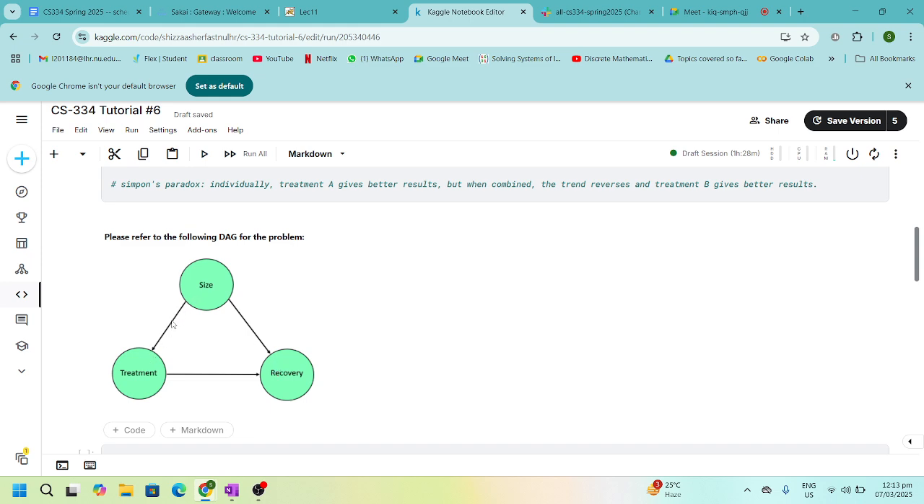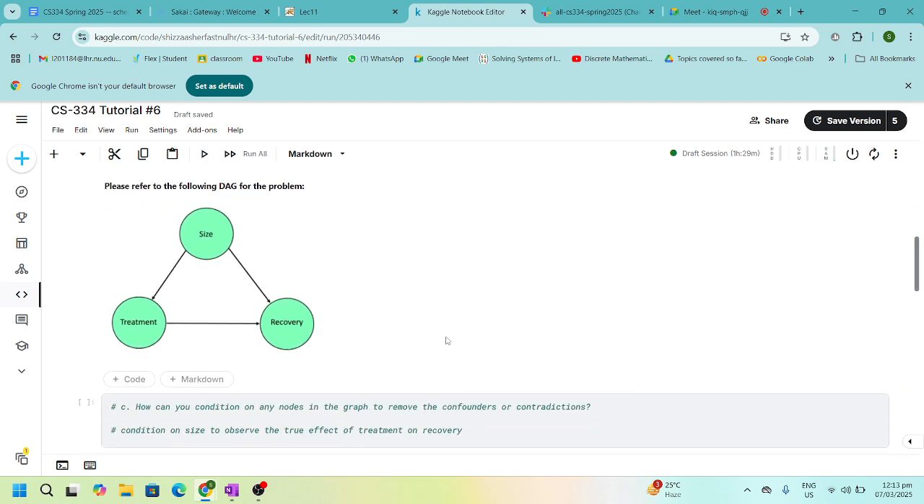Now, this is where the problem comes. This particular arrow, the size of the stones impacts the treatment as well. Hence, I can label the stone size as a confounding variable or as a confounder. A confounder is exactly this, something that impacts the treatment as well as the recovery. Hence, my results are not going to be authentic. I need to control for the confounder in order to find the true treatment effects. Are there any questions at this point? Okay, all right, moving on.